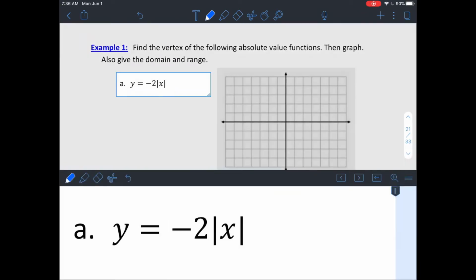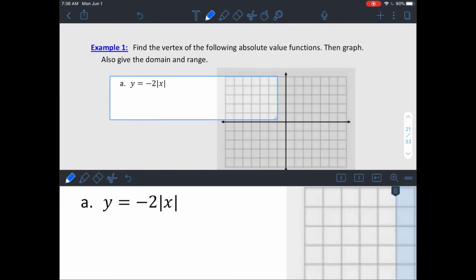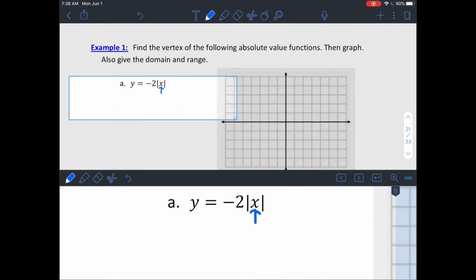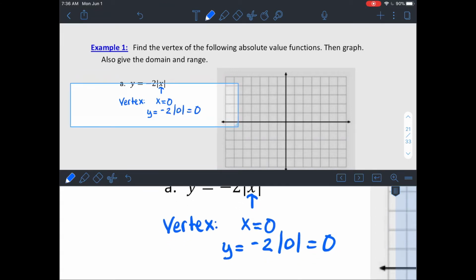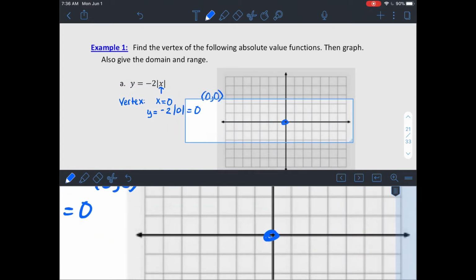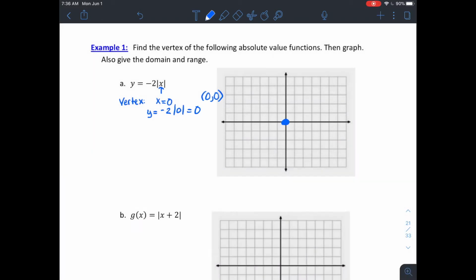If you think about this one, our value that makes the inside of our absolute value function equal to 0 is just going to be 0. And then we need the y-coordinate of our vertex because that's only half of our point. So if I want my y value, I'll plug my x value back in. So I have -2 times the absolute value of 0, which is just 0. So my vertex is at 0, 0. Not super exciting on this one. Let's plot it. And then I like to draw in my axis of symmetry so that I remember that that is the center, and I'll reflect my points over to get both halves.